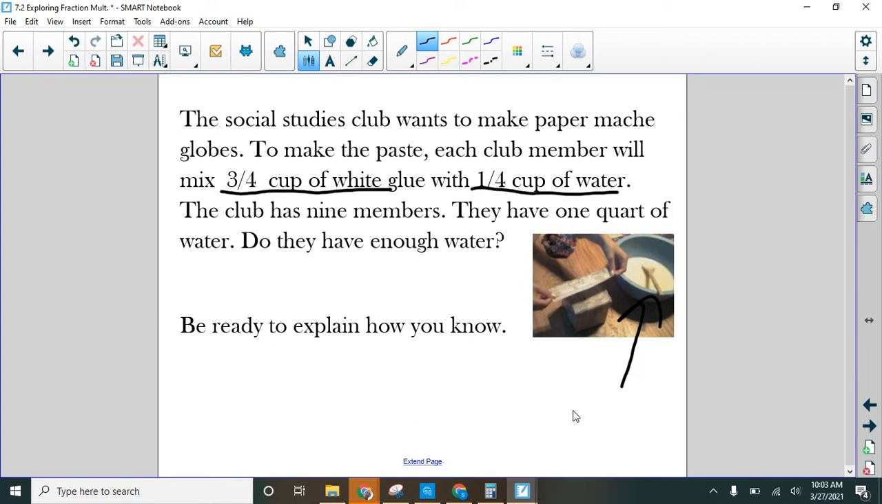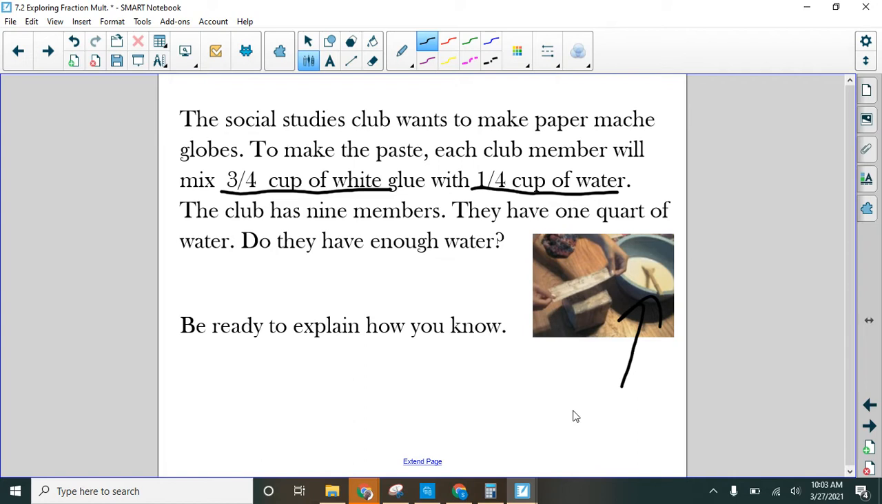I want you to take a moment, use your notebook or your dry erase board and jot down some ideas, because you're going to need to be able to explain how you know. So if you say yes, they have enough water, then why? If you say no, then why not? Take a moment to experiment with this. Now I want you to tell me, do you think they have enough water, yes or no? And why do you think that?